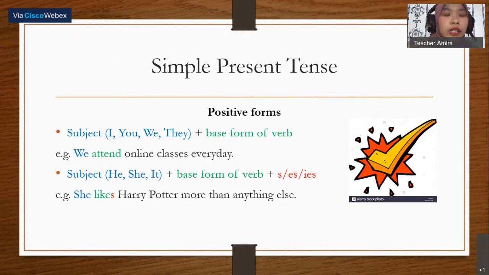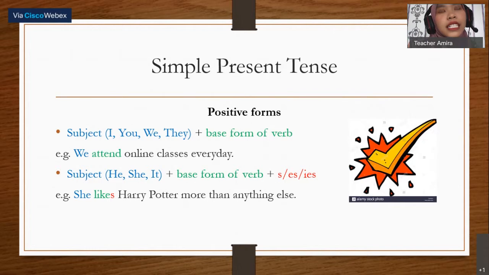And then we have another situation here. Subject he, she, it, singular that I talked about just now, plus base form of verb plus S or ES or IES. Okay, what is the base form of verb? The base form of verb is the original word of a certain verb. For example, work. So work is the origin of the word itself. But working is not the original form.